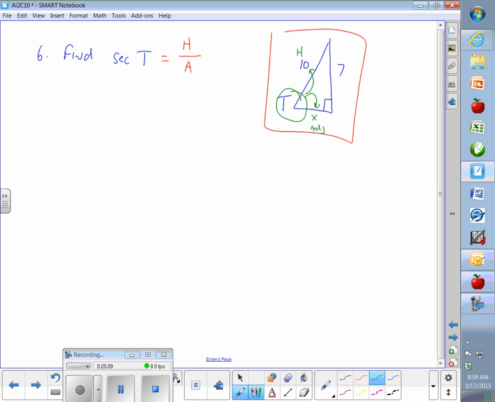Now I may have been. If they gave me all the values of the triangle, I would simply put in whatever value the adjacent is and put it below whatever value the hypotenuse is. So in this case, I don't know what value the adjacent is. How am I going to get that value?